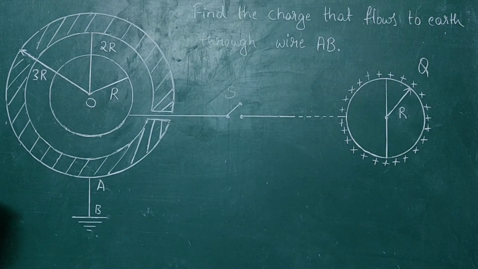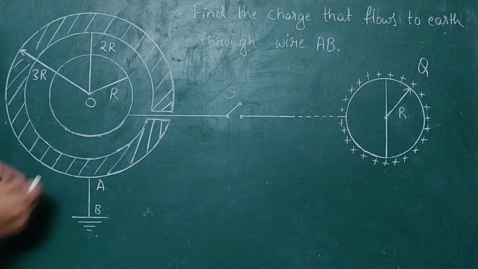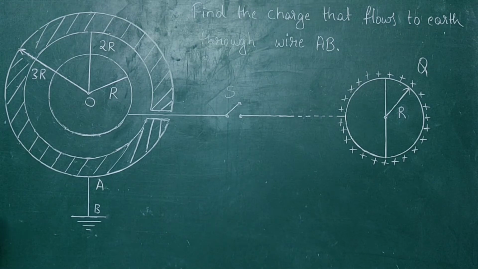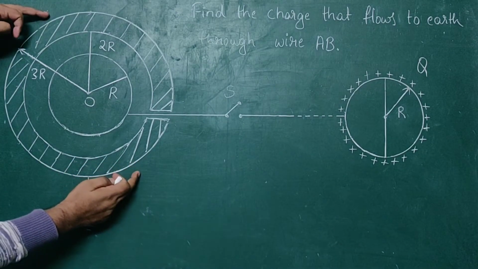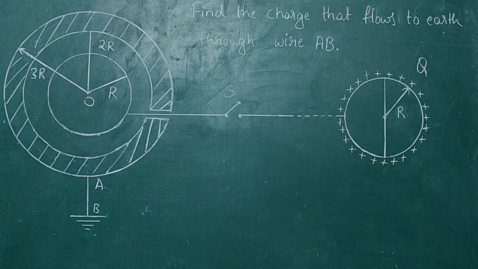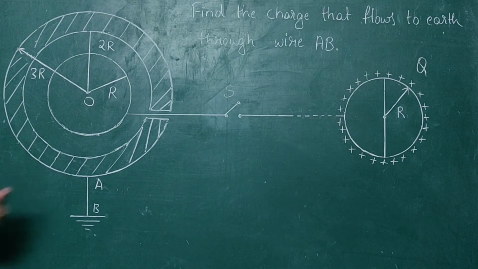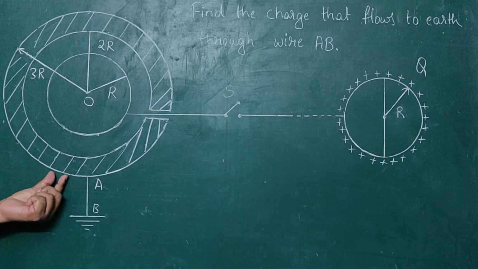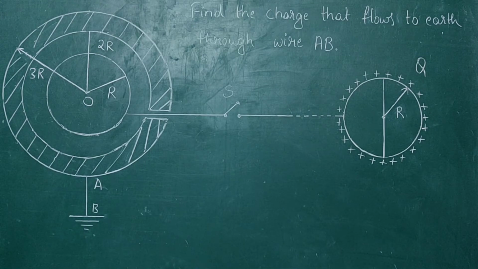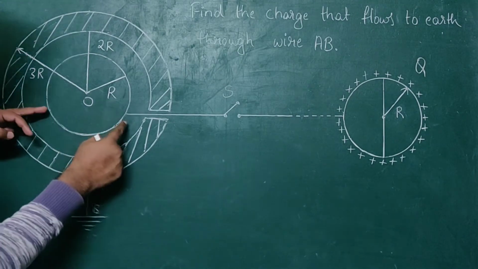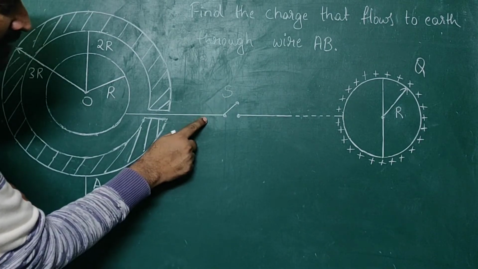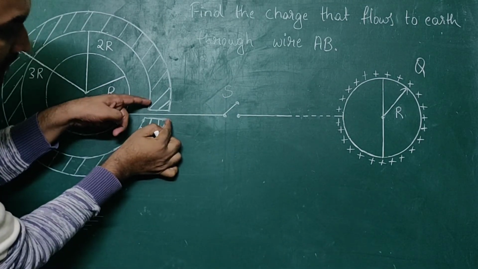In this problem we have a solid sphere of radius r which is surrounded by a metallic spherical shell of inner radius 2r and outer radius 3r. The metallic spherical shell is connected to the ground through the wire AB. The inner sphere is connected to a switch S by a conducting wire passing through a small hole in the shell.